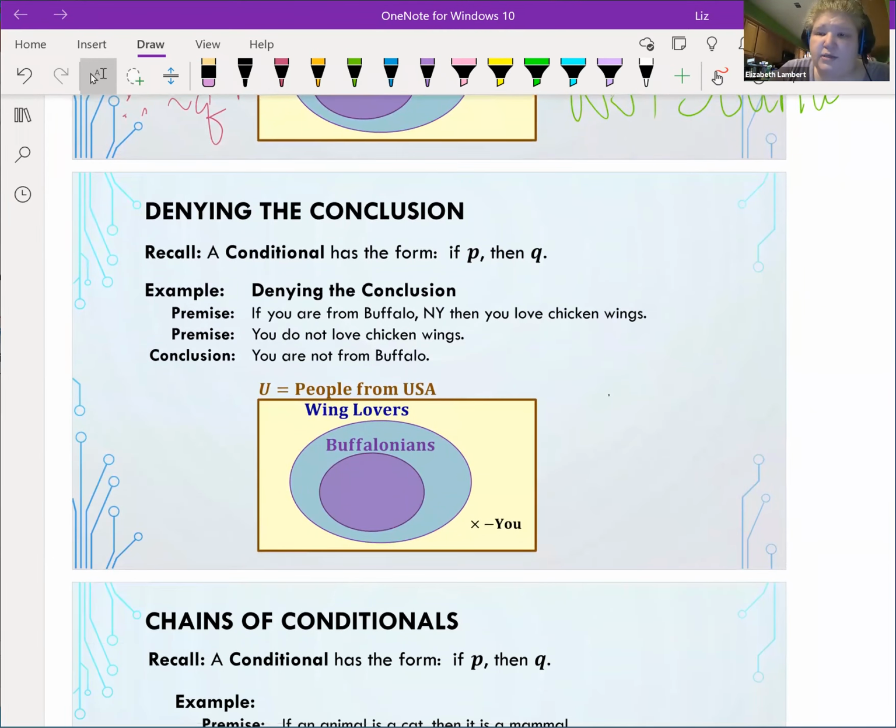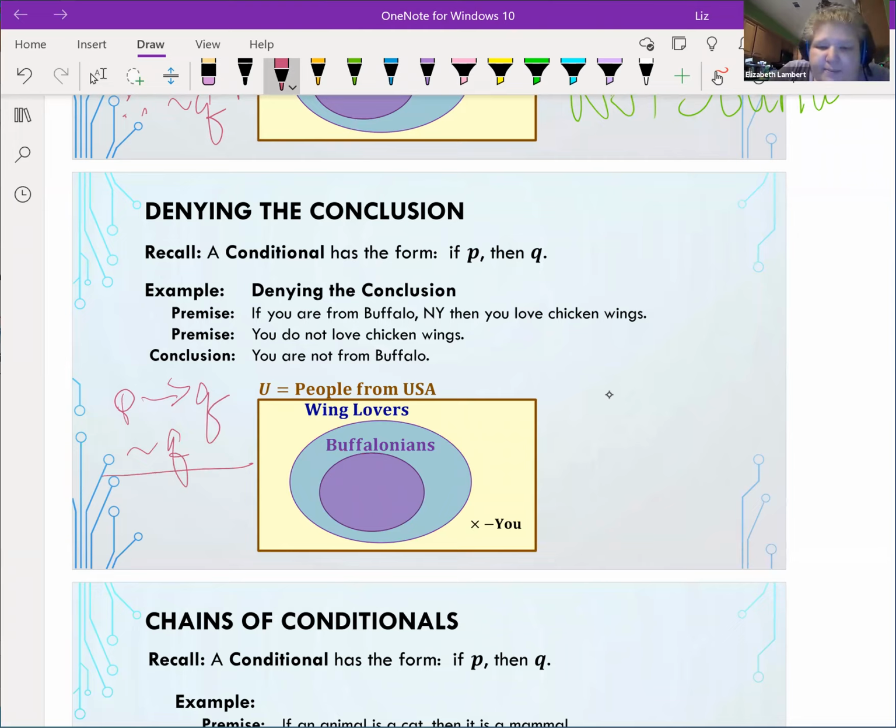So this last one, since we dealt with the base statement, we dealt with the converse, we dealt with the inverse, this one is the contrapositive. So our same if P then Q. And then our premise is you do not love chicken wings. That was Q, but it's not Q.